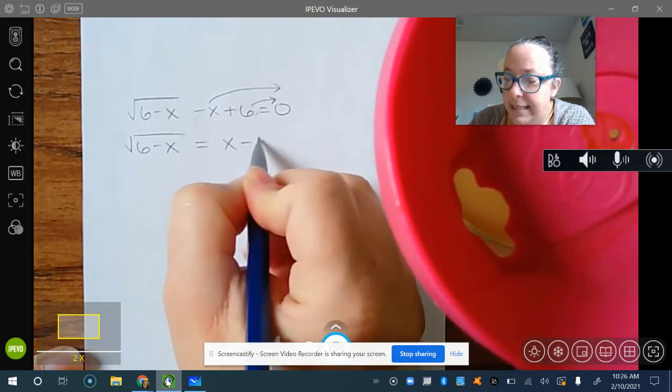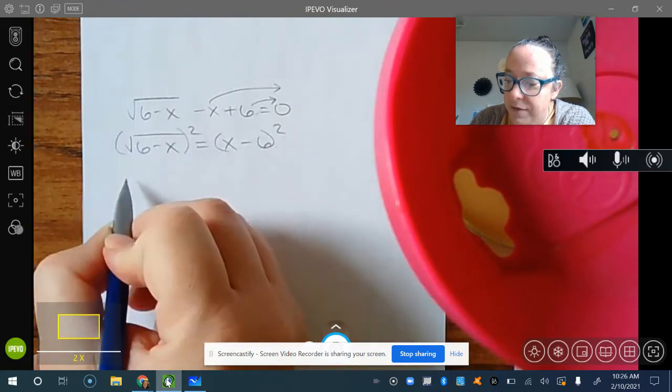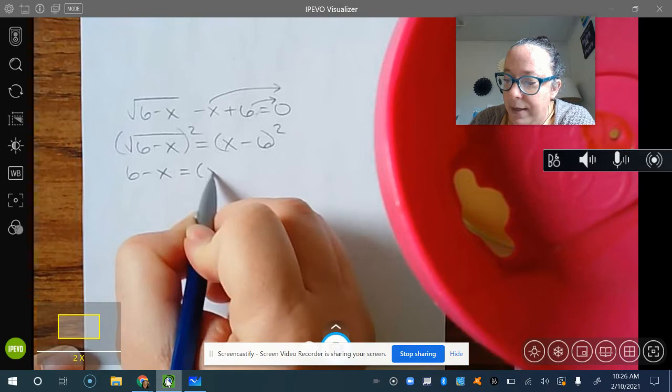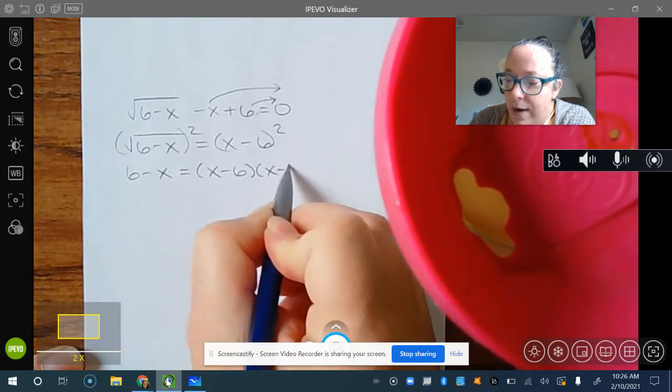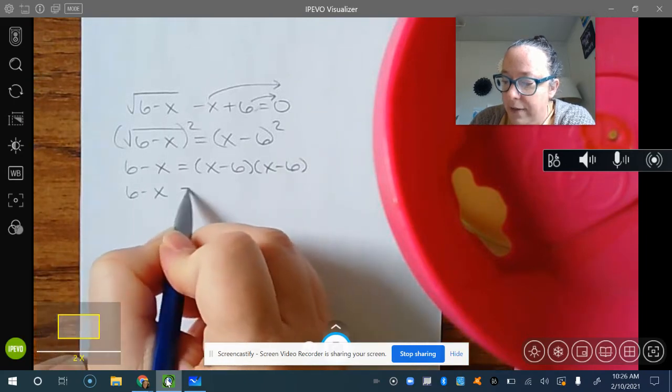That'd be an x minus 6 over here. Now, I square both sides. On the left, simple as pie. But on the right, the definition of something squared is you write it out twice. Woo! This one's a lot of work. So we get on the left, 6 minus x.